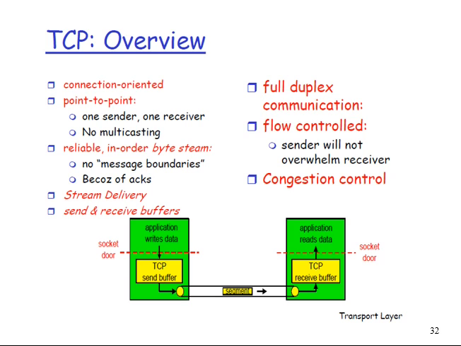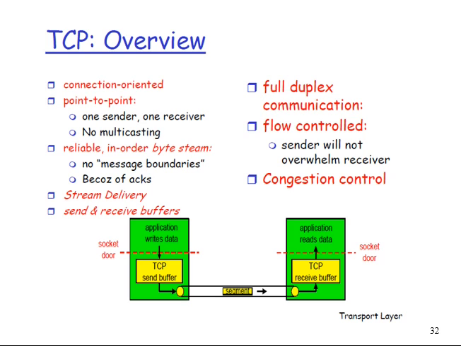So TCP is a connection oriented protocol where you have to establish connection before sending the data. It is point to point, one sender and one receiver, no multicasting. It is reliable and it supports stream delivery. Stream delivery means data is sent in the form of a stream of bytes. So there are send and receive buffers which keep track of how many bytes are sent and how many are received. There is full duplex communication.